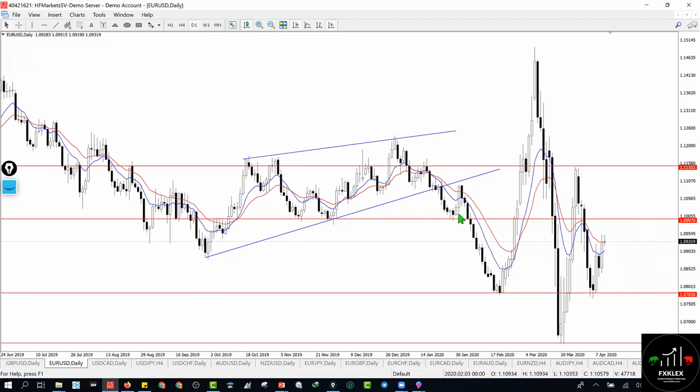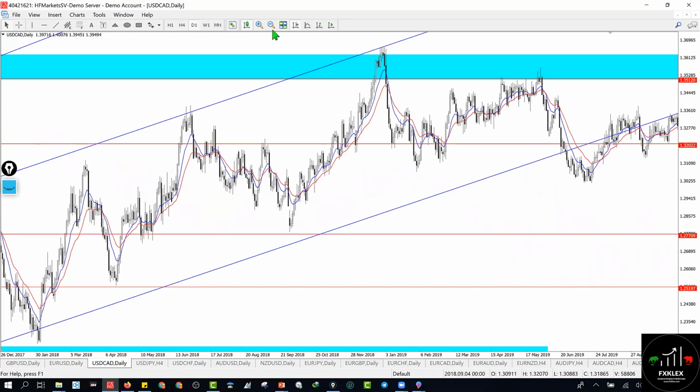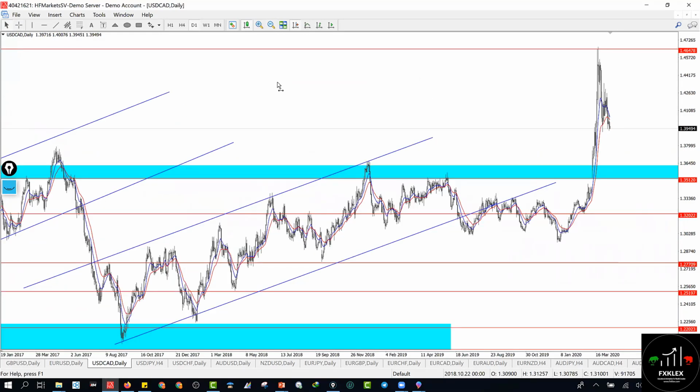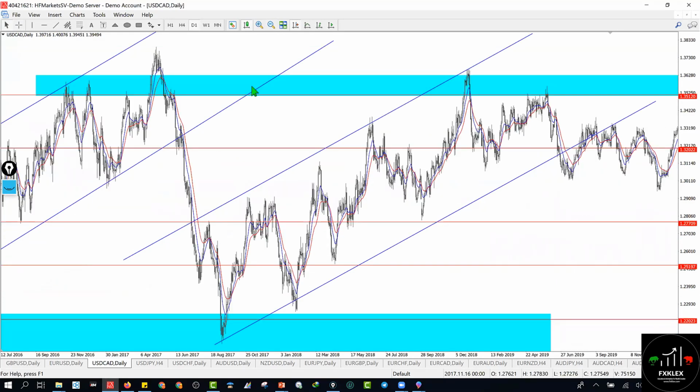You can see how we have price breaking downward right here now. So these are the functions of trend line on our trading chart. So let's move to another currency pair again. You can see this currency right now.